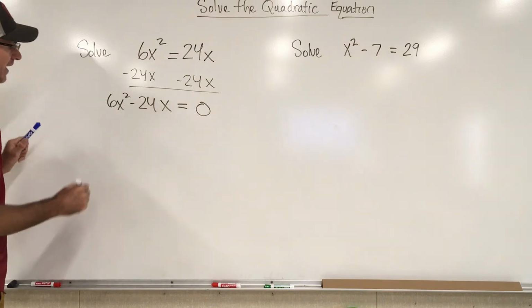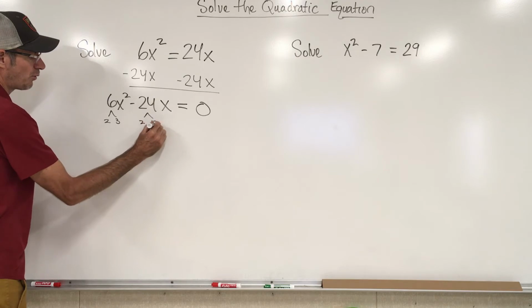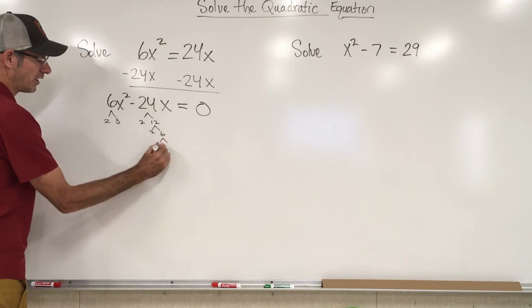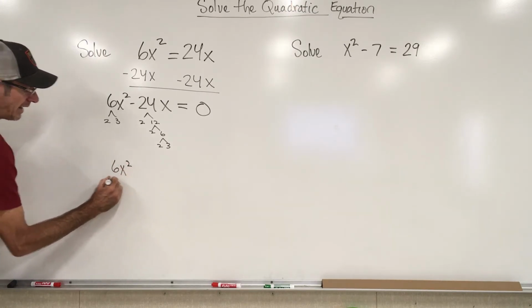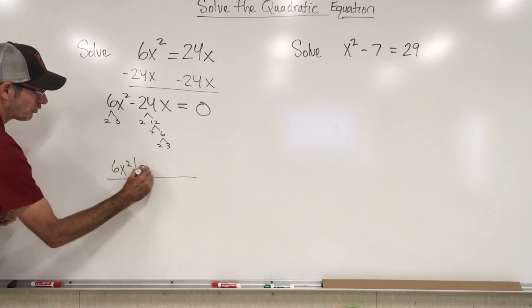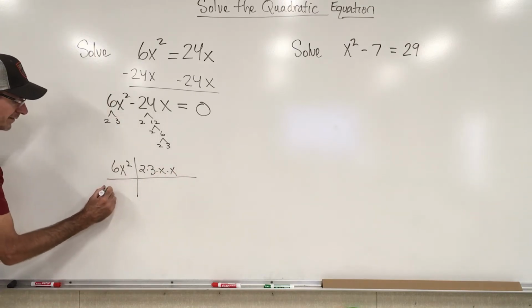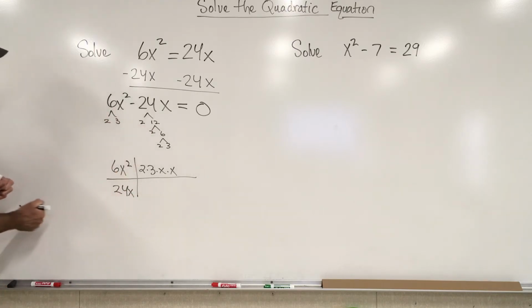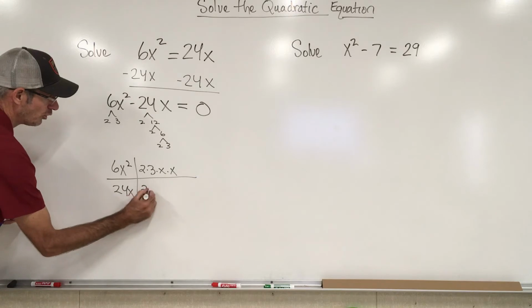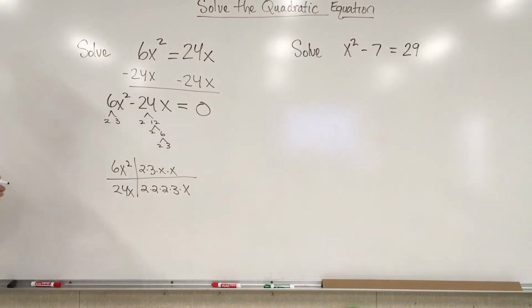So the greatest common factor between 6 and 24. This is 2 times 3. This is 2 times 12, which is 2 times 6, which is 2 times 3. So I have a 6x squared, and its prime factorization is 2 times 3 times x. And I have a 24x, which is negative, but I'm not going to worry about the negative this second. That's 2 times 2 times 2 times 3 times x. So there's my prime factorization of both of my terms.